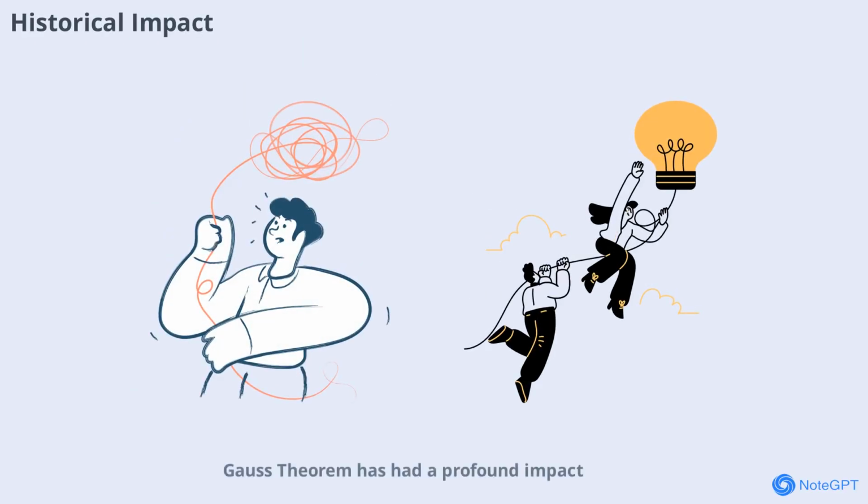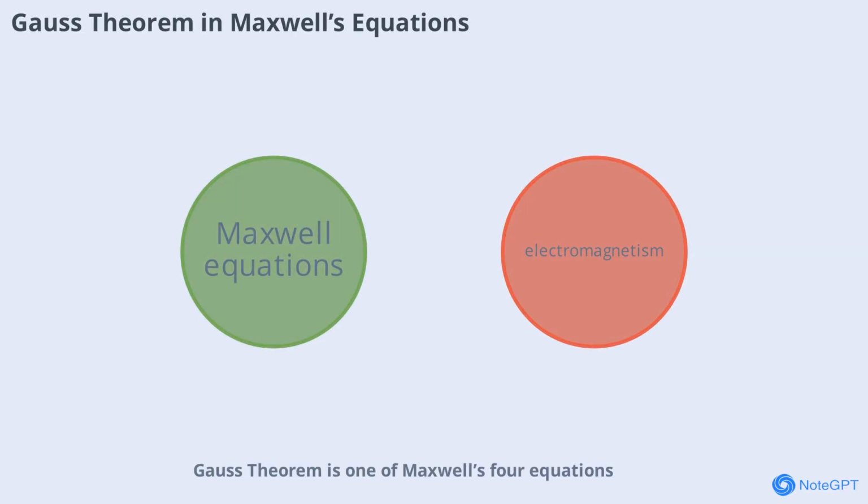Gauss theorem has had a profound impact on the development of physics and engineering. Its introduction marked a turning point in how scientists approached electric and magnetic fields, paving the way for modern theories. Gauss theorem is one of Maxwell's four equations which form the foundation of classical electromagnetism. Its inclusion highlights its central role in understanding how electric fields behave in the universe.